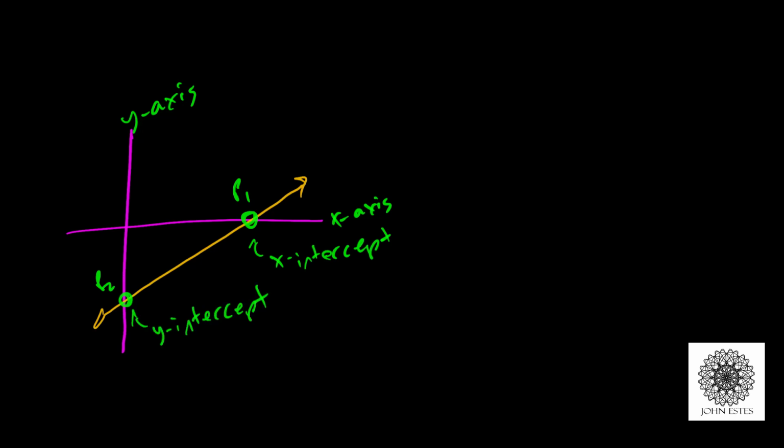Okay, now the reason we care about these is because to determine the equation of a line, you only need 2 points. Okay, and also to graph a line, you only need 2 points. So the x and y intercepts are good points to find.